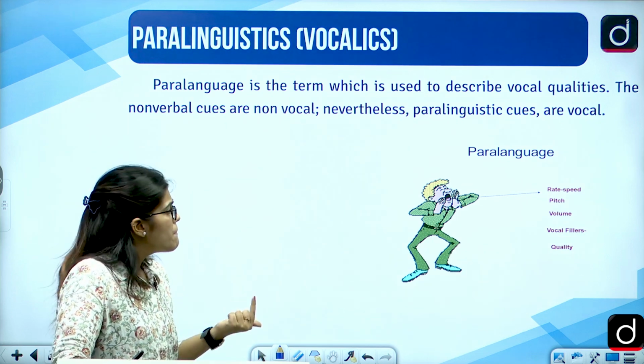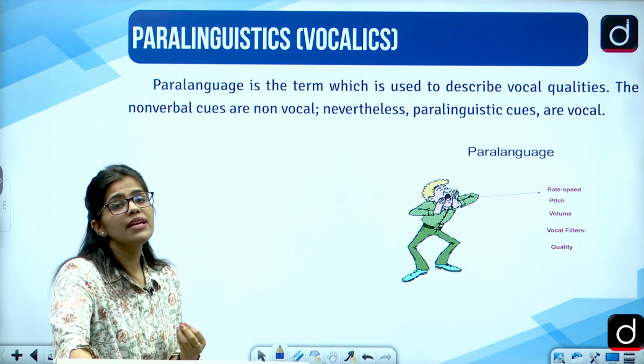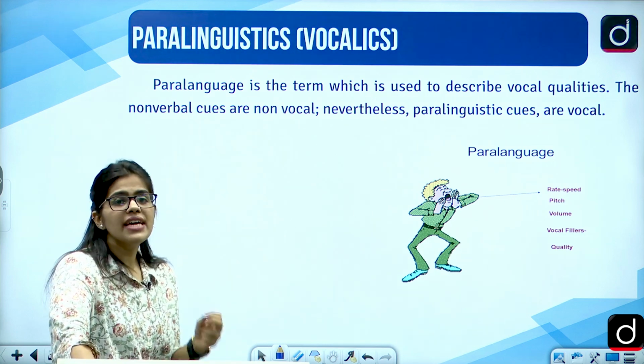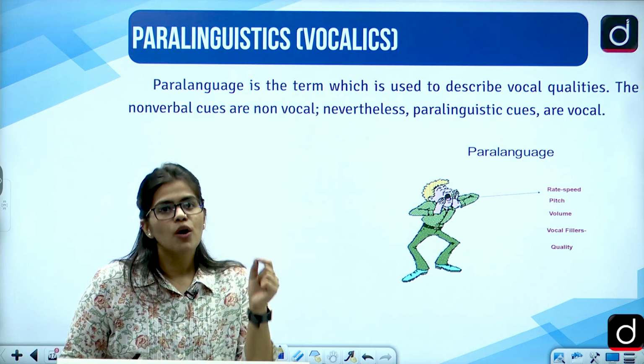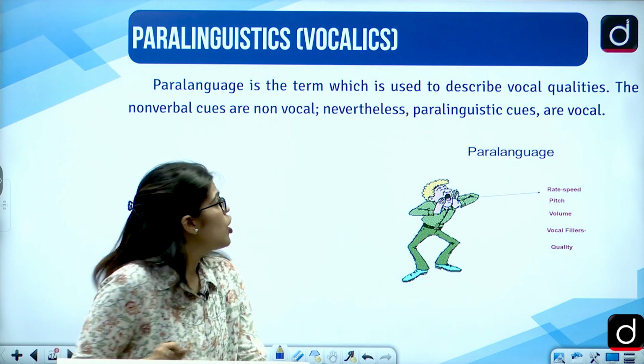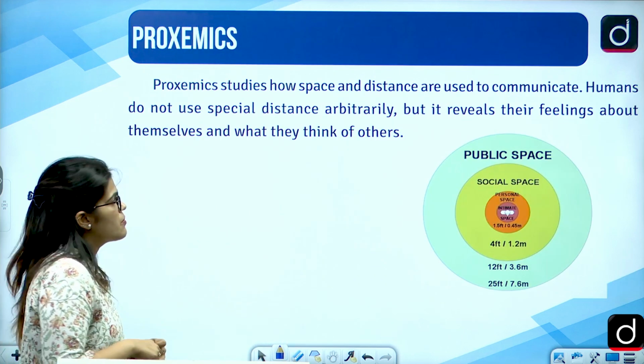Rate of speech, pitch, volume, vocal fillers that you use, or the quality in which you are talking tell a lot about a given person. If I keep on using fillers like okay, this also depicts that the person is not confident enough. These are also important in communication.